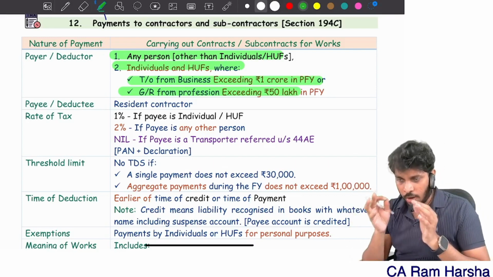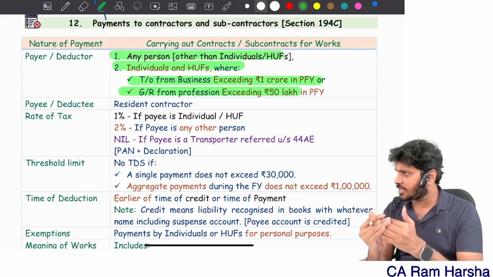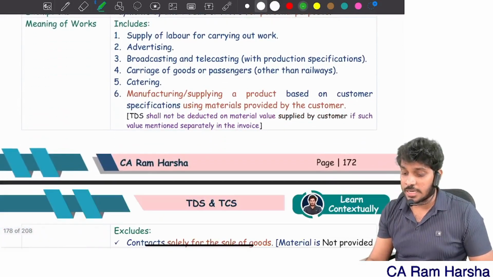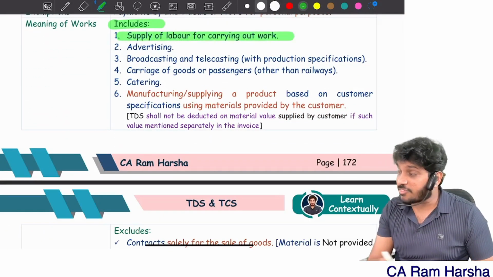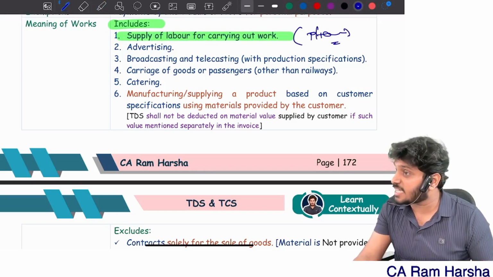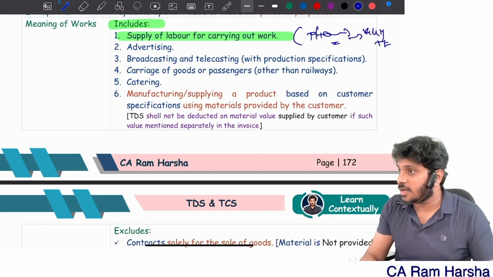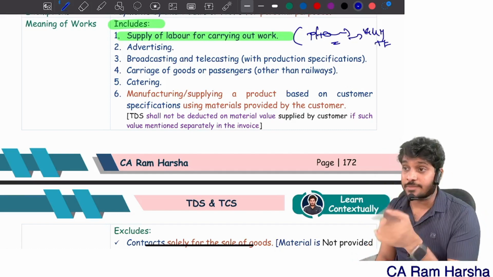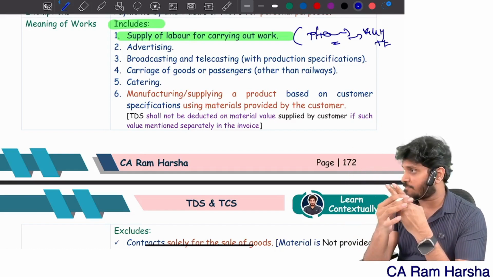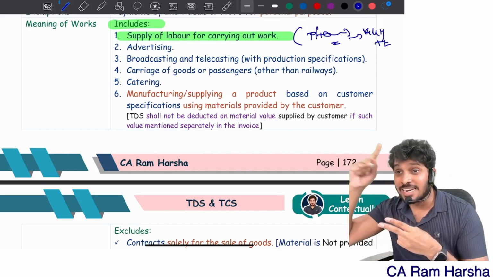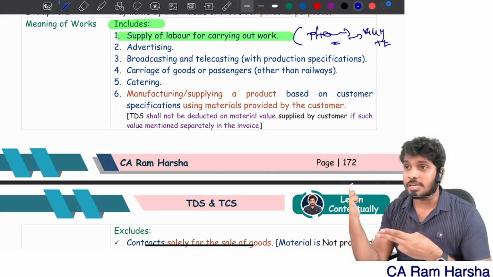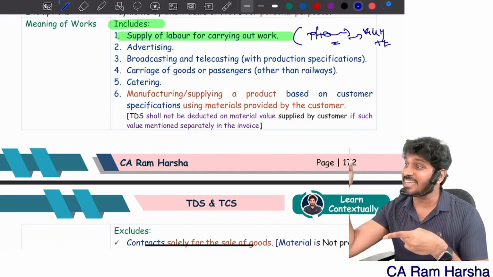Yes or no? So we have a contract between me and another person. He is doing some work for me. For that work I am paying him. Able to understand what is work? Work means supply of labor for carrying out work. Suppose they are supplying professional and technical people, for example, then it comes under 194J technical service. If the contractor is supplying me professional and technical people, not labors, then it comes under technical service, provisioning of technical and professional personnel. They come under 194J, fees for technical service.